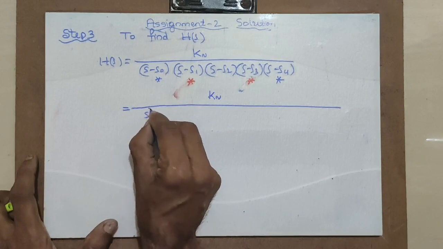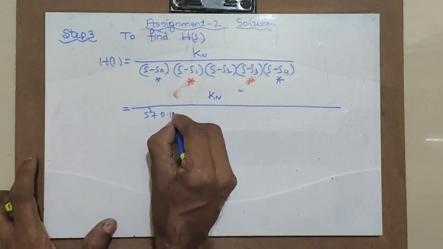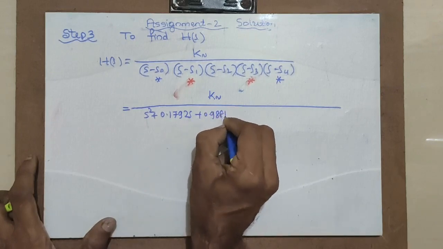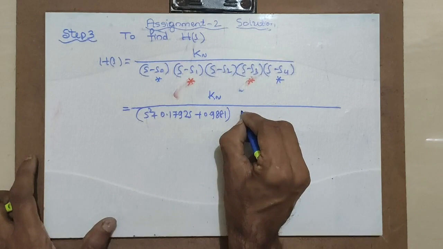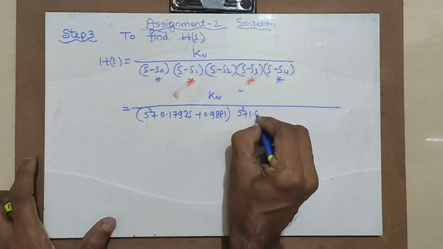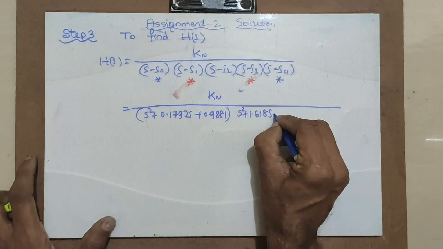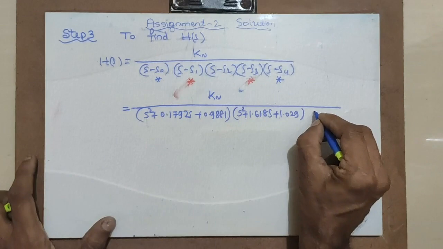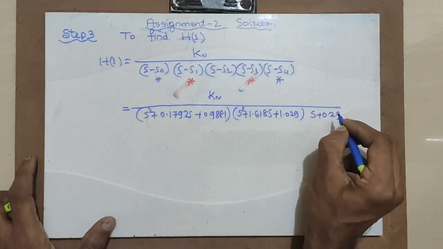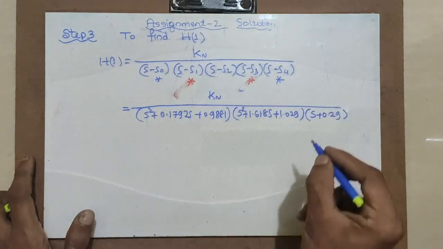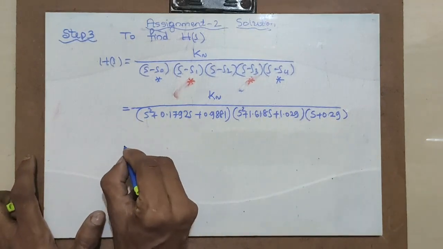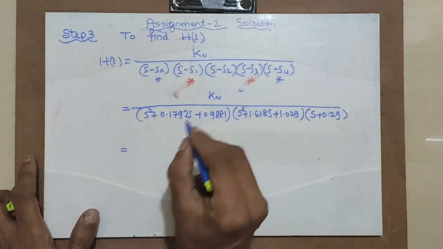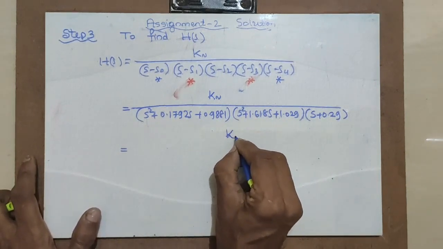Hence, you are writing s square plus 0.1792s plus 0.9881 multiplied by s square plus 1.618s plus 1.029 into this last one, s plus 0.29. Now this multiplication gives you fifth order. Obviously this is a long multiplication, but I will just go on writing the values here.